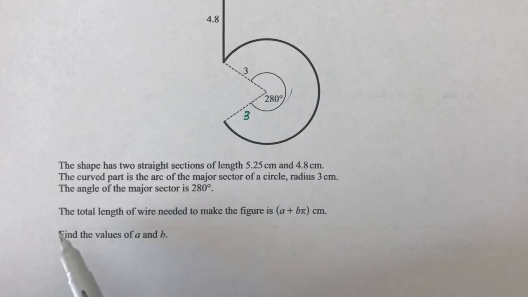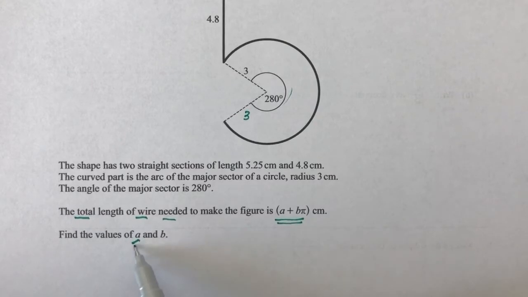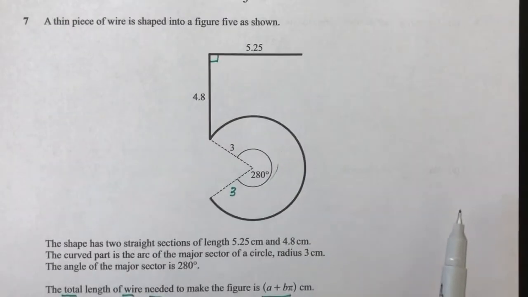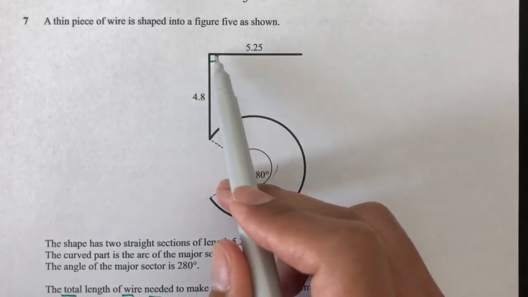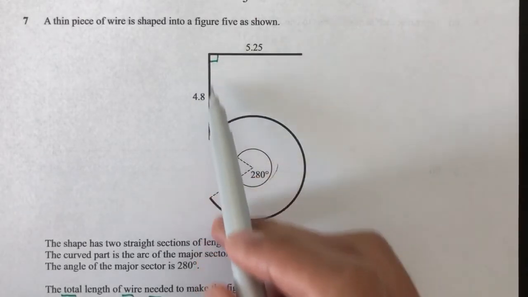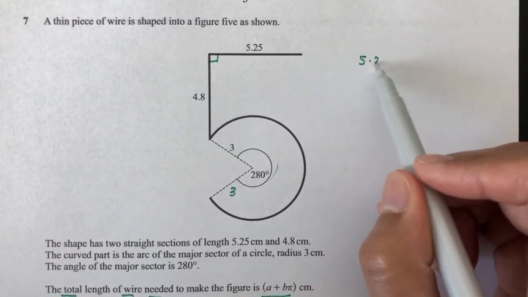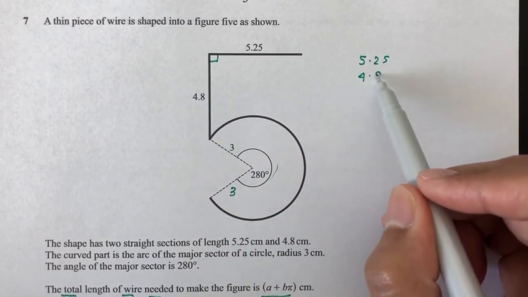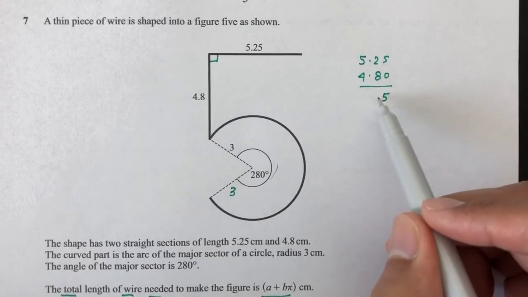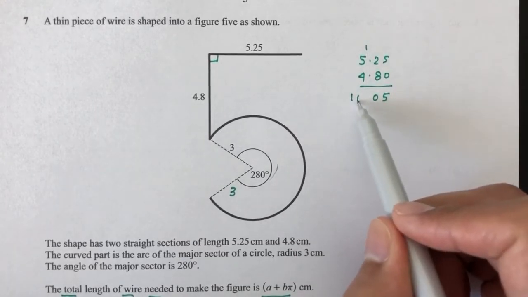Now it says the total length of the wire needed to make the figure is this. Find the values of A and B. So we have to find the perimeter of this shape. How do you find that? You have to add this length, add this, and add this length. These two are 5.25 plus 4.8. That will be 10.05.